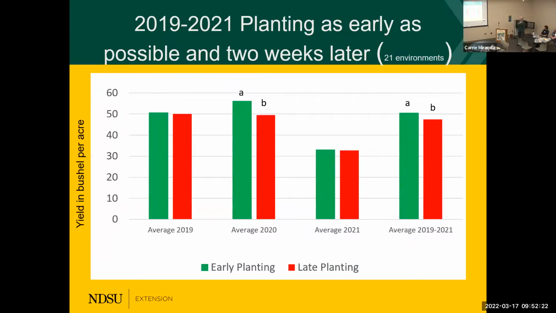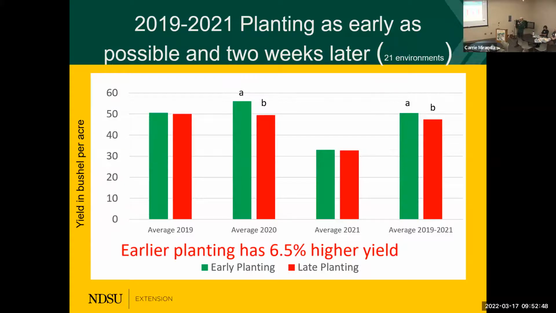So I'm only going to show you a couple of the highlights here. So here we are trying to plant as early as possible. As soon as we could get in, we planted, and then we planted 2 weeks later. So this is 21 environments. And if you look here at the various yields on the left, and then early planting is the green, late planting is the red, and then we have 19, 20, 21, and the average. So if you look at that one, we saw that early planting gave us a 6.5% yield increase.